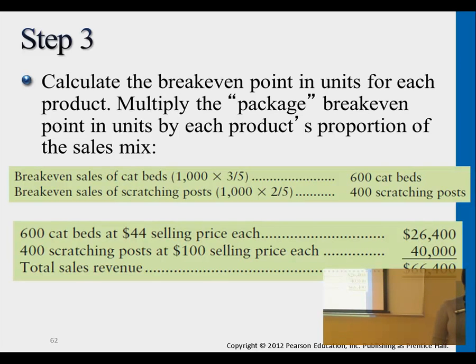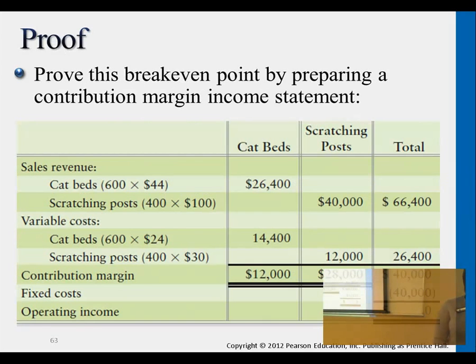Okay? Many steps, but they're logical and we'll practice. So does it make sense? Let's look. We're going to prepare what we call a contribution margin income statement. So what do we have here? We have sales revenue, variable costs, contribution margin, fixed costs, and operating income. Just like your income statement.